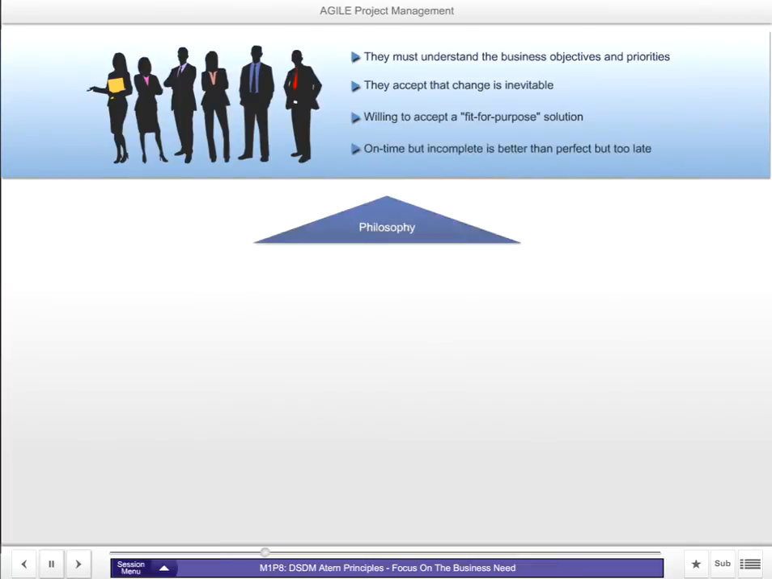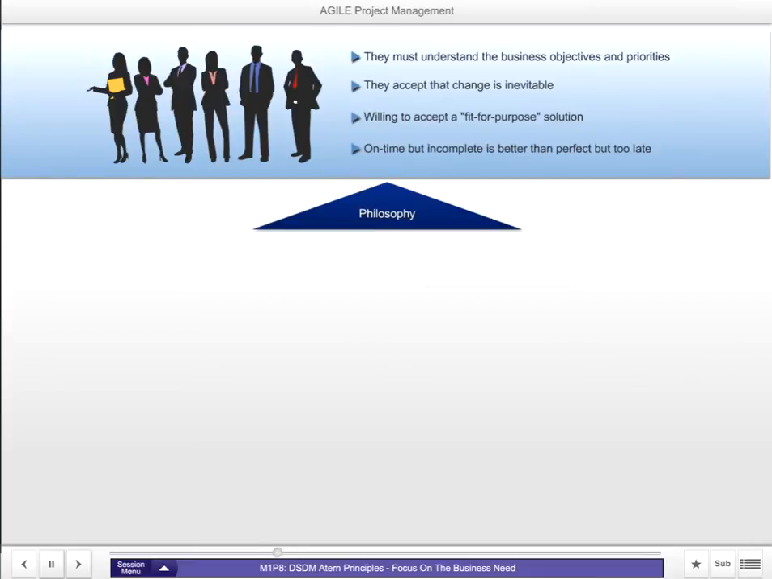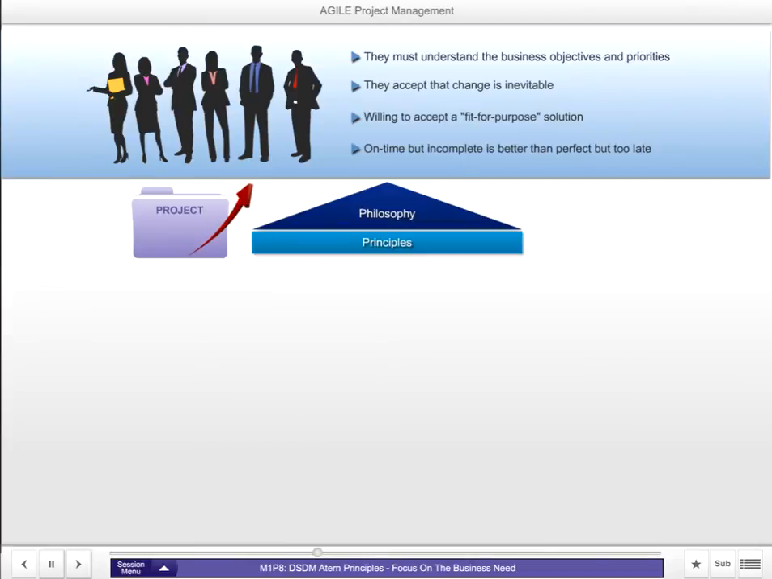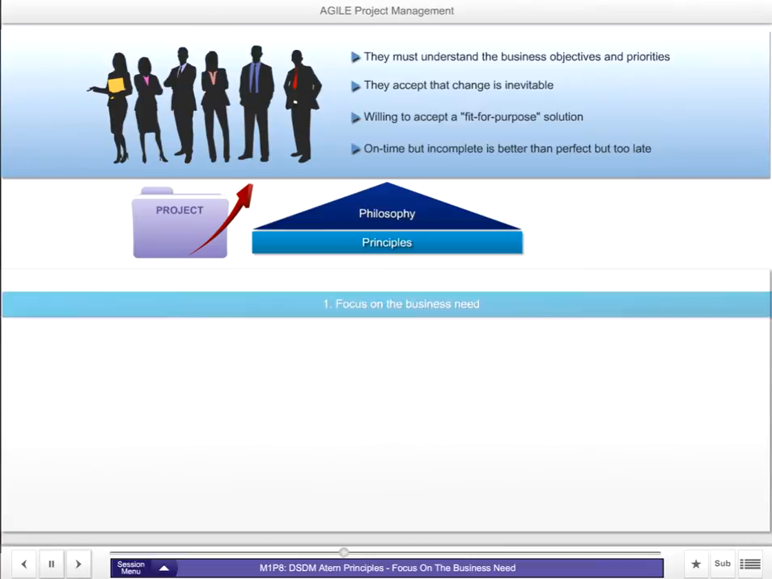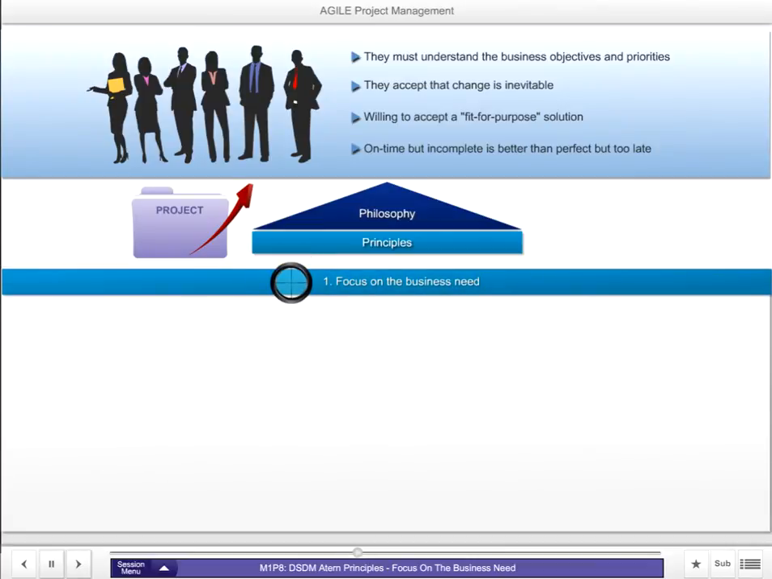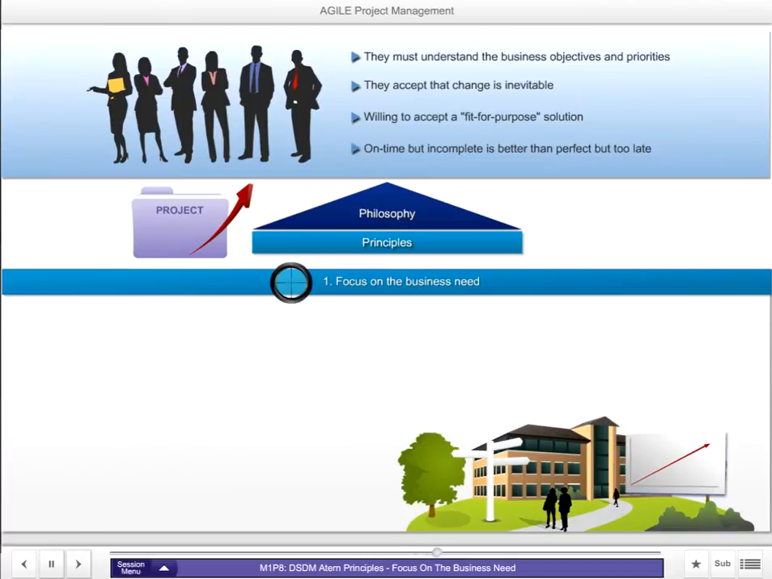So the Tern philosophy is supported by a set of 8 basic principles, which need to be applied for the project to achieve maximum benefit. Principle number 1 emphasizes the need to focus on the business need. Under this principle, every decision which is taken during the project must be viewed against the overarching project goal, which is to deliver the maximum benefit to the business in the shortest possible time.